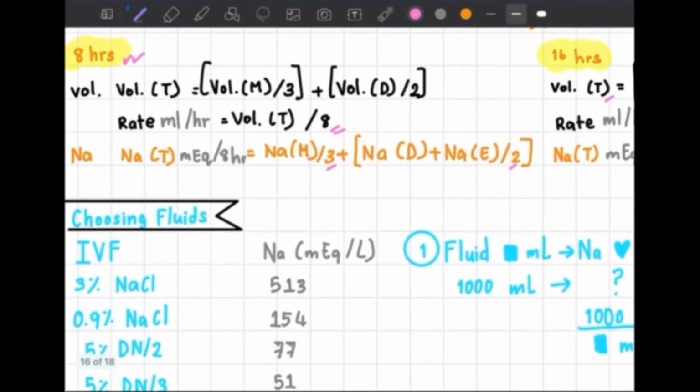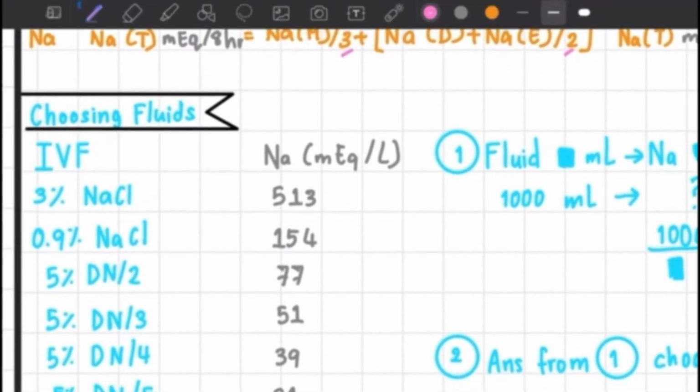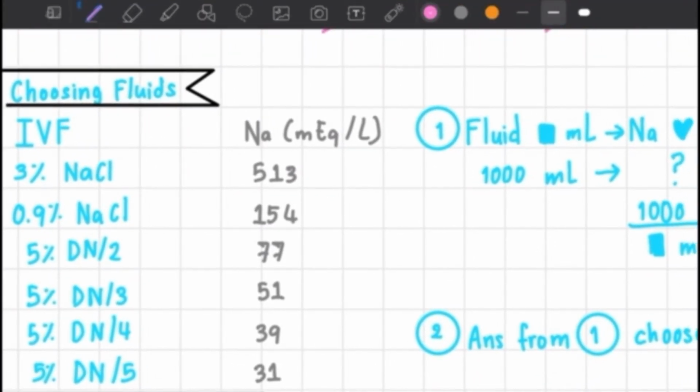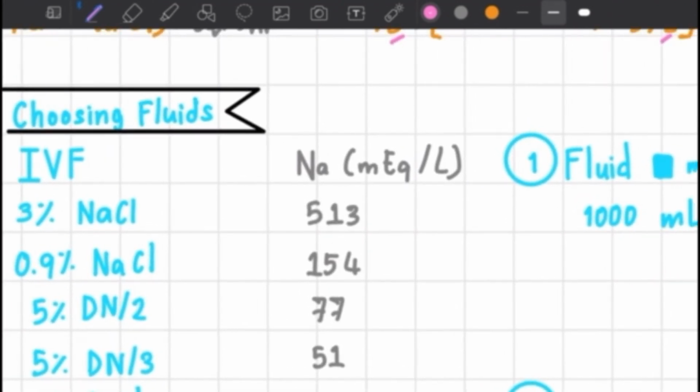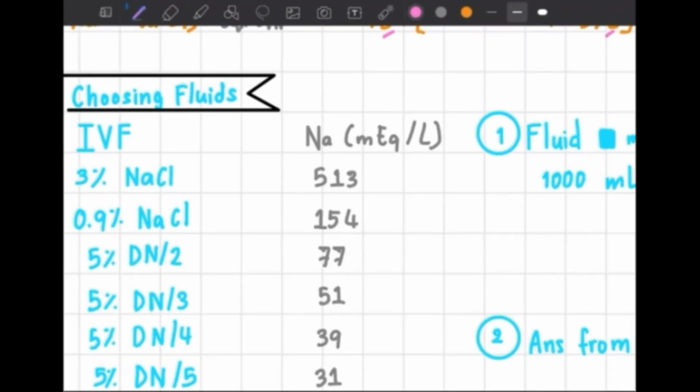At this point, I know you guys are excited and would probably want to start calculating. But before that, let's talk about the fluids first. We have to know, in one intravenous fluid packet, how much sodium do we have? These are the common ones that you would find, but I wouldn't be talking about them in this video. The 3% NaCl has 513 mEq of sodium per liter. And the normal saline, which is 0.9% NaCl, has 154 mEq of sodium per liter.